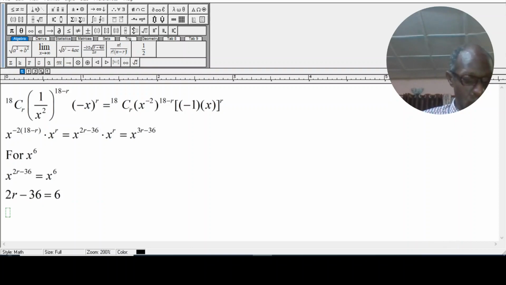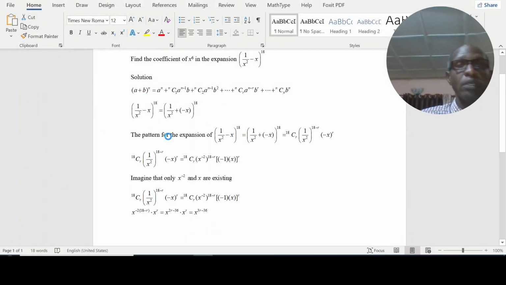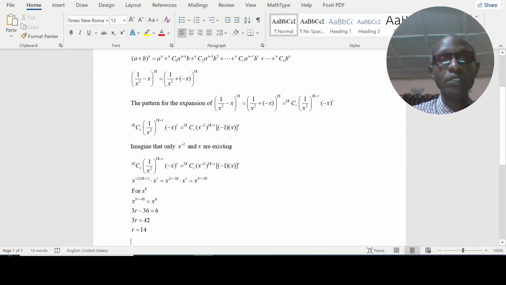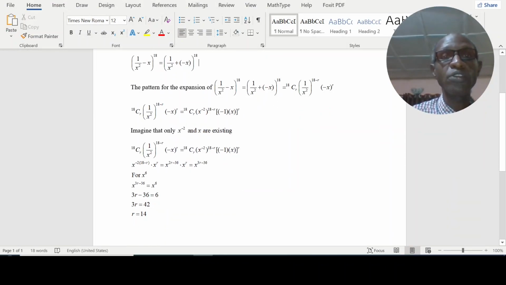So our r, this is 3. This is 3. So there's an error. This is 3. So we have that. So 3r is equal to 42. So our r is equal to 14. That means divide both sides by 3. Now we have gotten these values.